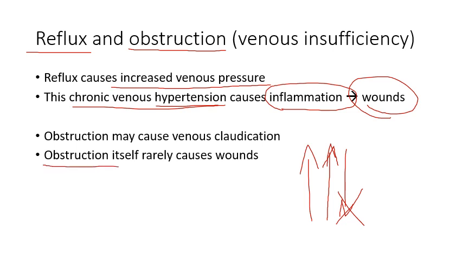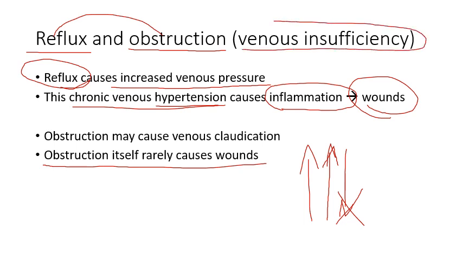So obstruction in and of itself rarely causes wounds, but the reflux does, and a lot of patients might have both obstruction and reflux. These two terms, reflux and obstruction, are usually used in the term venous insufficiency. You might see venous insufficiency mentioned in several places, but I want you to differentiate between the reflux and the obstruction.